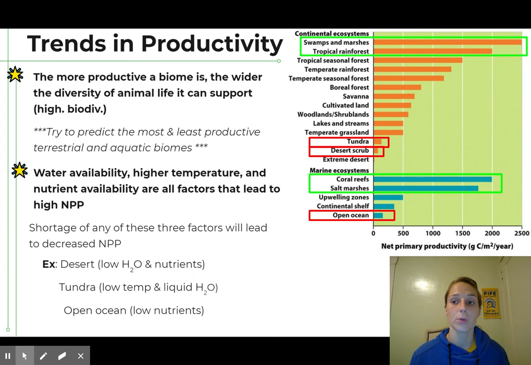Now, if you want to go back and review some of the biomes in the biome notes we did, which are 1.2 and 1.3, I did talk about primary productivity in each of those slides. So you can go back and reference the productivity in them. That can be a refresher if you would like to revisit some of the biomes we talked about then.